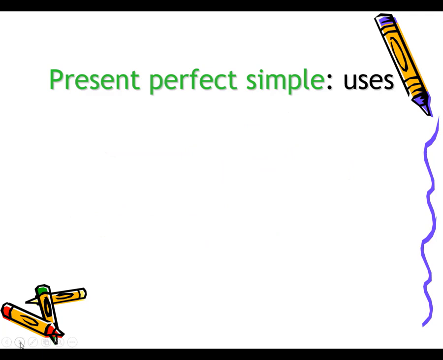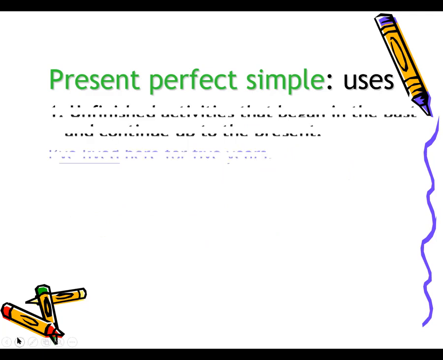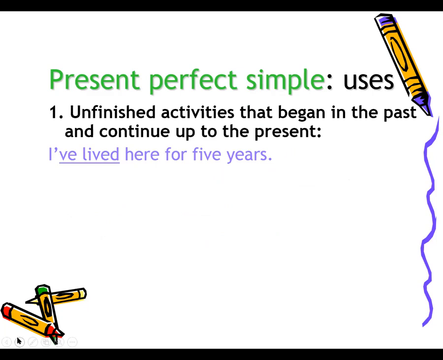Now let's focus on the uses of present perfect tense. Please focus on this because this is really very important: unfinished activities that began in the past and continue up to the present. So basically present perfect tense is used for something that happened in the past and continued to the present, or sometimes it is used when it ends in the present or the result can be seen in the present.